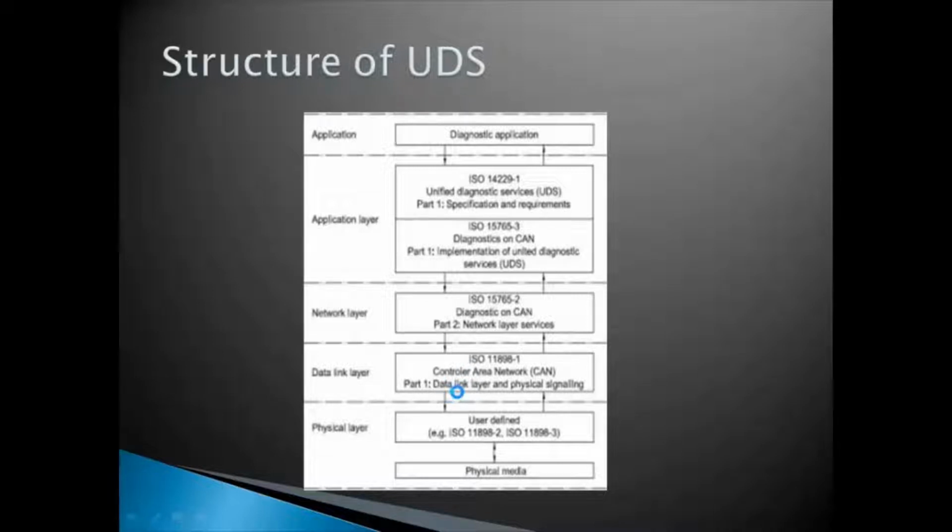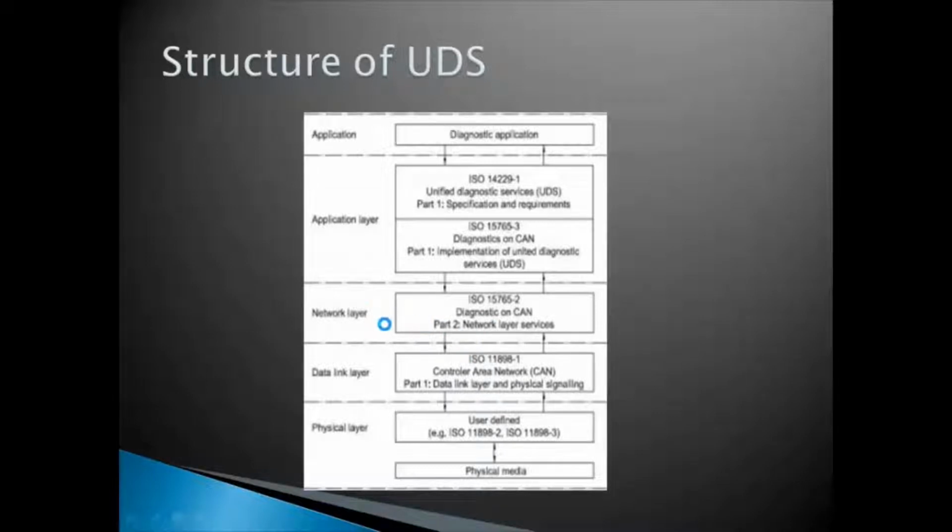Some layers are the data link layer and physical signaling. It is used for encoding and decoding, right? We are sending the data in the form of 0 and 1, right? For encoding we are sending, and decoding means going from 0 to 1. Encoding is nothing but analog to digital, and decoding is converting from digital to the analog form.